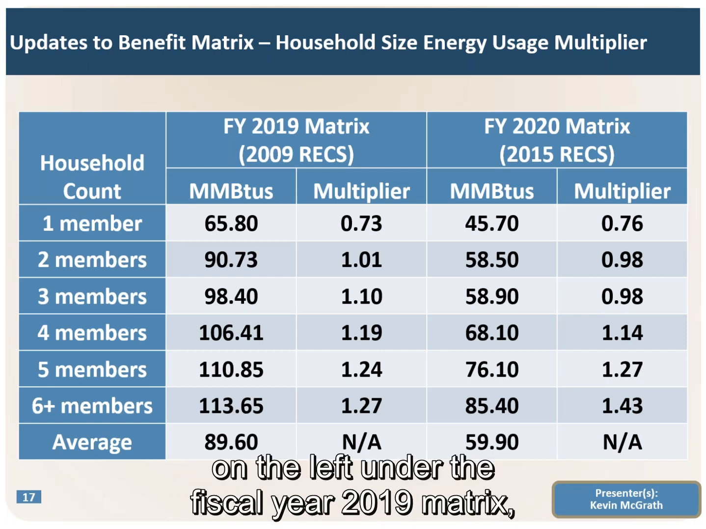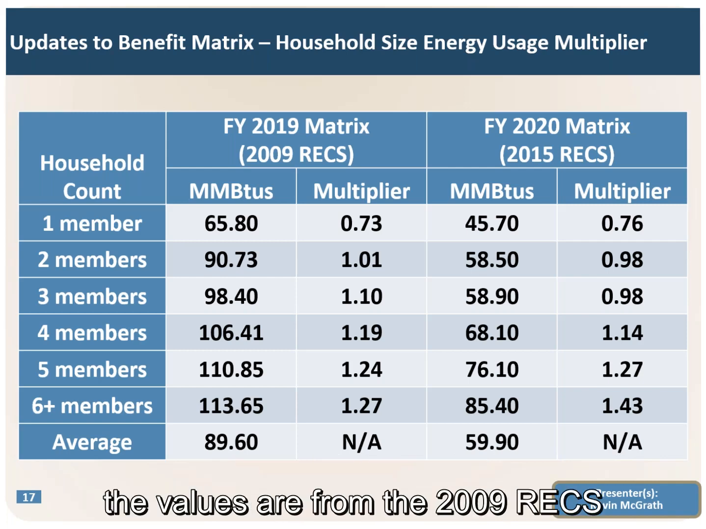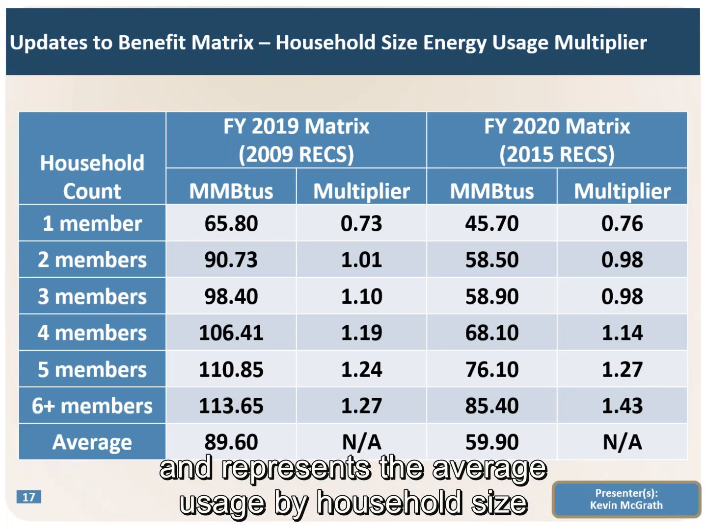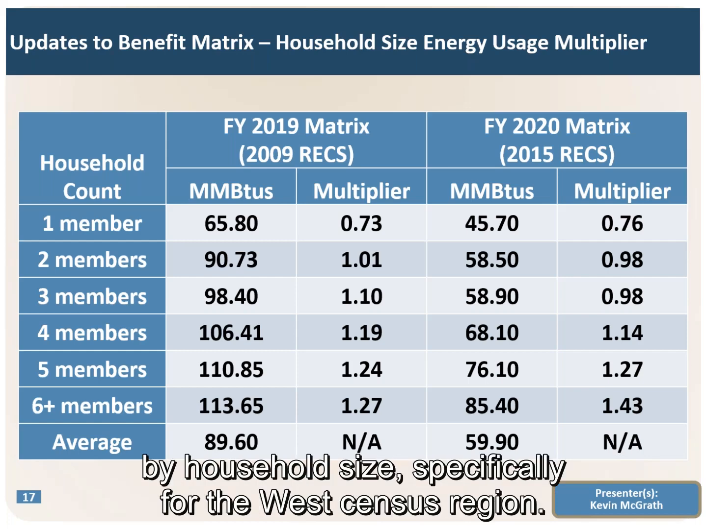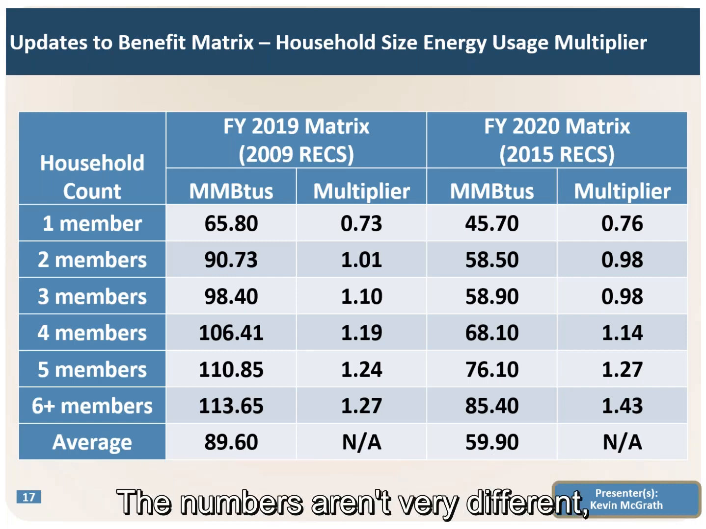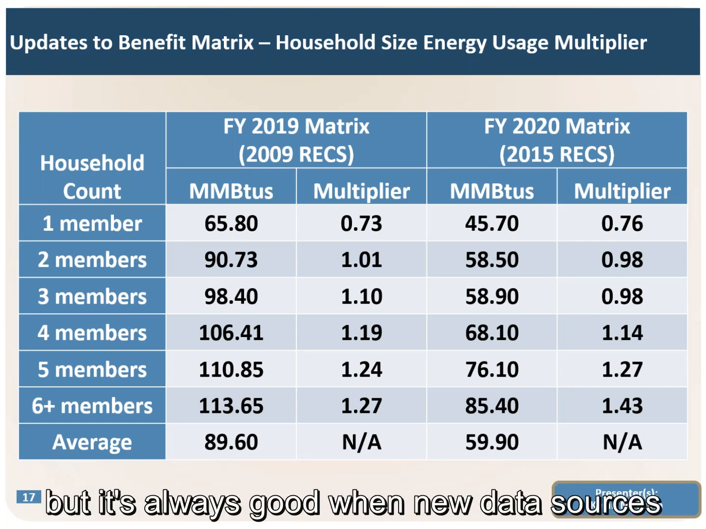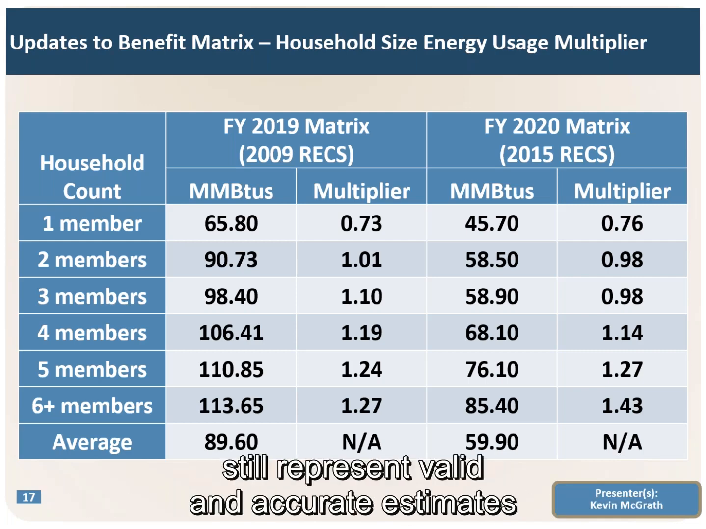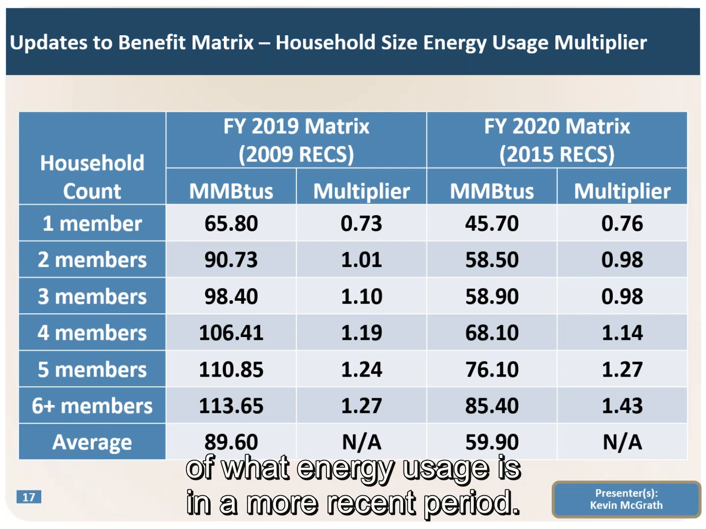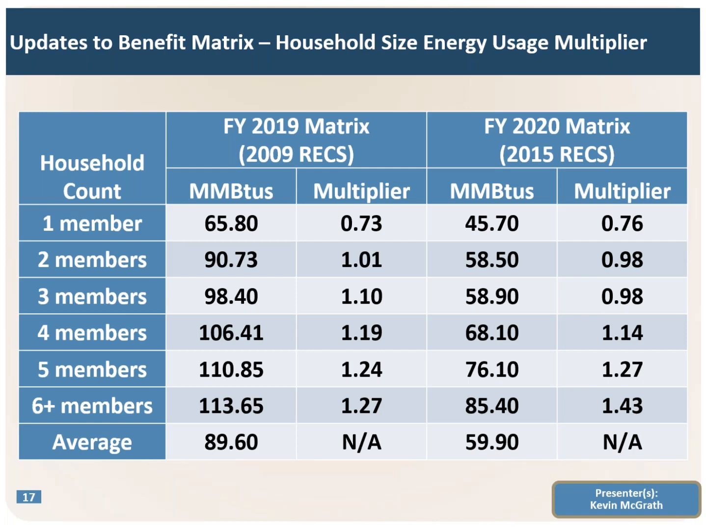On the left, under the fiscal year 2019 matrix, the values are from the 2009 RECS and represent the average usage by household size for the United States as a whole. On the right, it represents the average usage by household size specifically for the West Census region. The numbers aren't very different, but it's always good when new data sources are published to go back in and check whether the data you've been using still represent valid and accurate estimates of what energy usage is in a more recent period. Next slide.